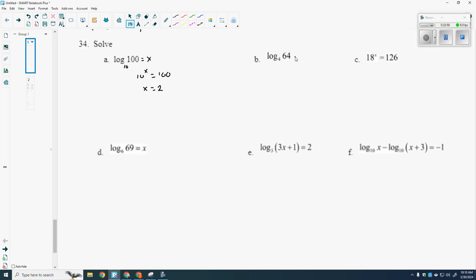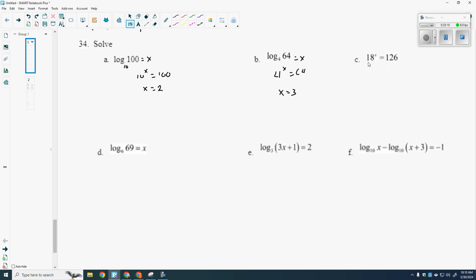Same question. 4 raised to what power equals 64? Answer 3. Okay, this one I can't do in my head. 18 raised to what power is 126?